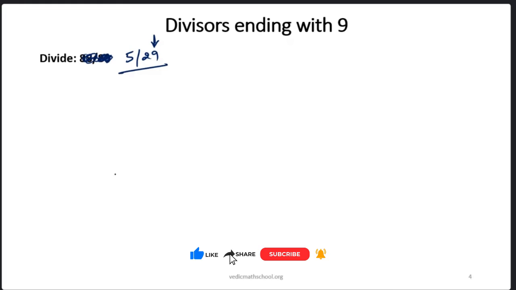So what is the process? Look at this. The first step is, out of all these things, we are going to make this 29 plus 1. So what is 29 plus 1? 30. So this is the first step. What I did is I added plus 1 to the 9 in the 29, so it will become 5/30.